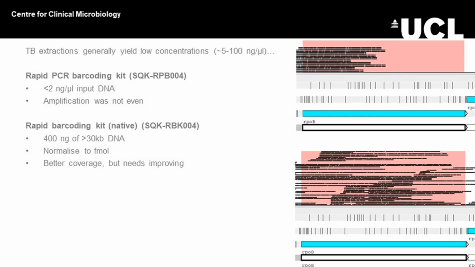We then went on to using the rapid barcoding kit. So this was native DNA. So we weren't PCRing it at all. We just needed to start with a lot more. So 400 nanograms, which worked out to be about 50 nanograms per microliter.